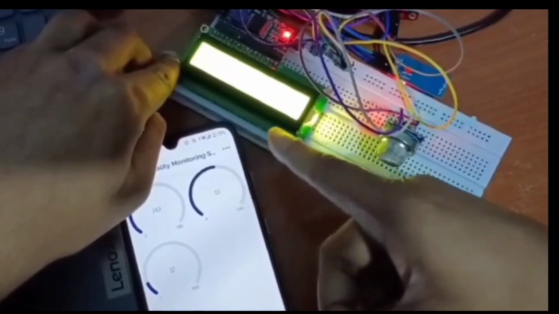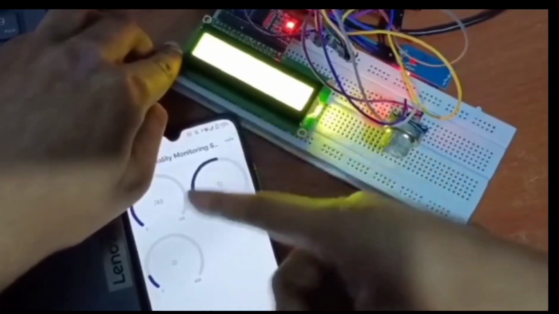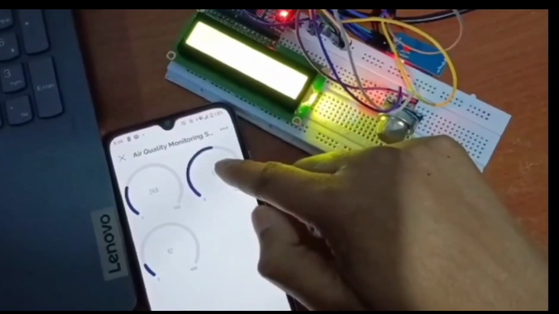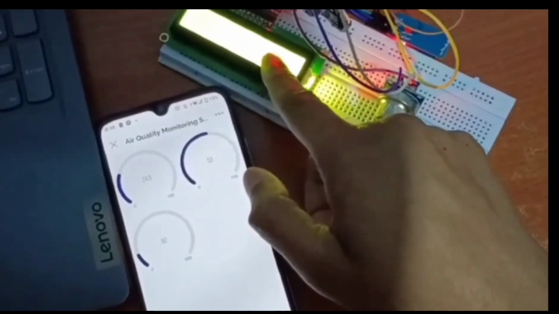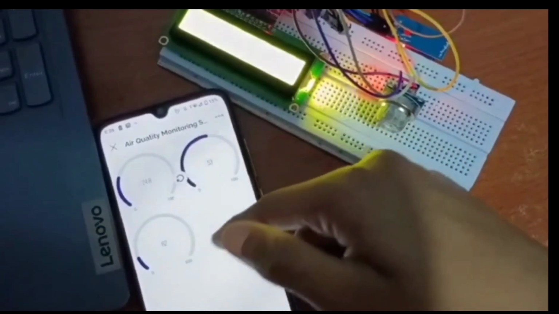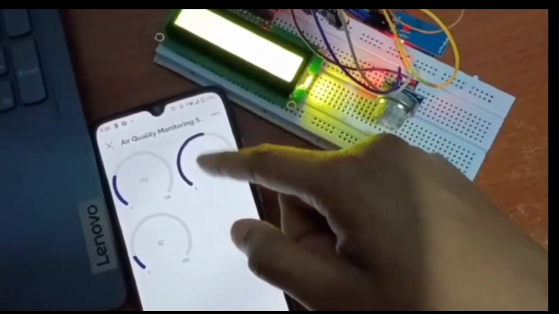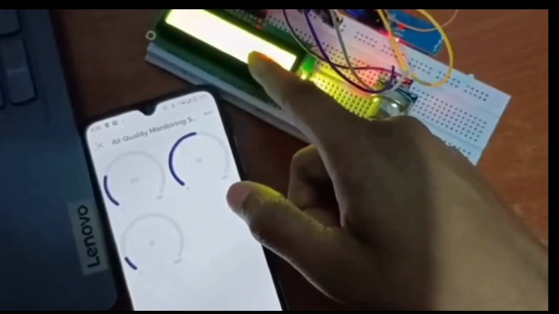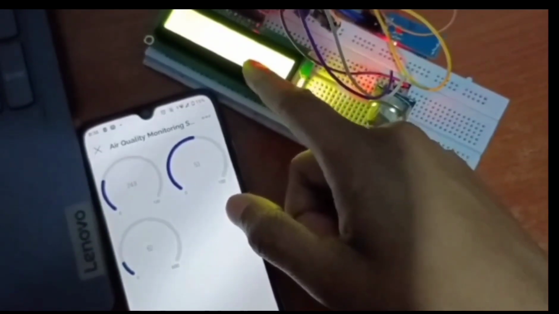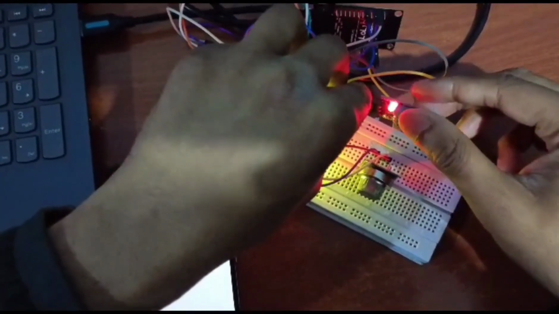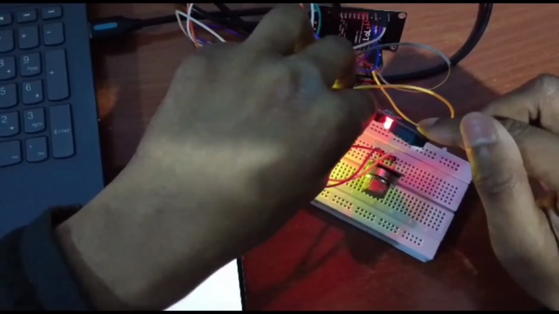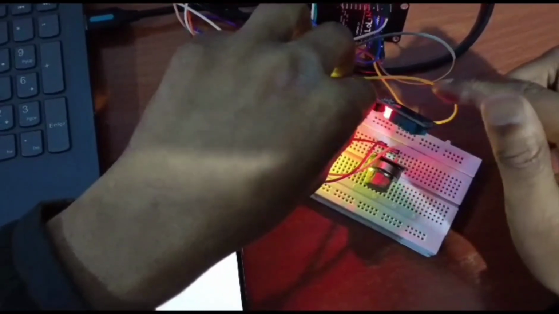Now you can see that the temperature, humidity, and gas value are displayed on the LCD display. All this data is showing here and it is updated as the data updates in the display. And this DHT11 sensor is used to measure the temperature and humidity data and send it to Blynk.